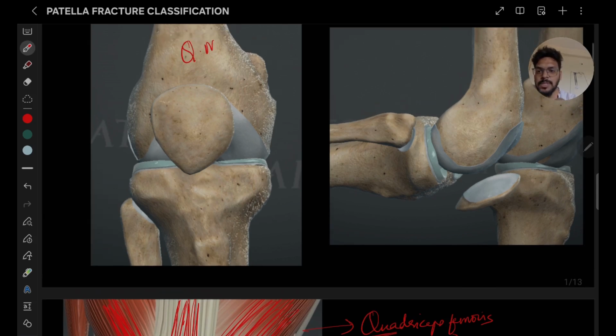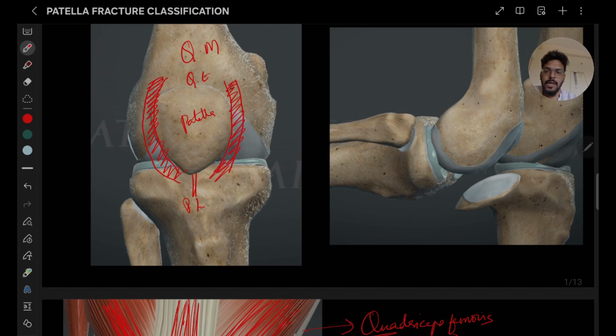Along with that, there are a few things. First is the quadriceps muscle, then the quadriceps tendon, then the patella, then the patellar ligament. Along with this, there is something called the extensor retinaculum. It is in the knee capsule and it attaches to the patella in the medial and the lateral aspects. It is a continuation with the patellar ligament below and with the quadriceps tendon above. This whole is called the extensor mechanism.